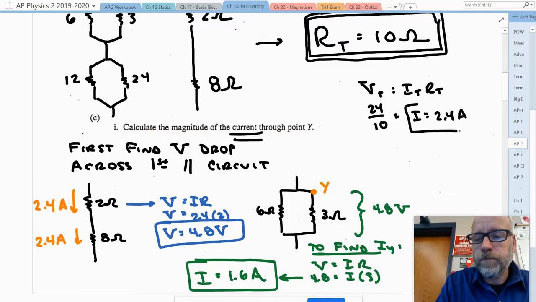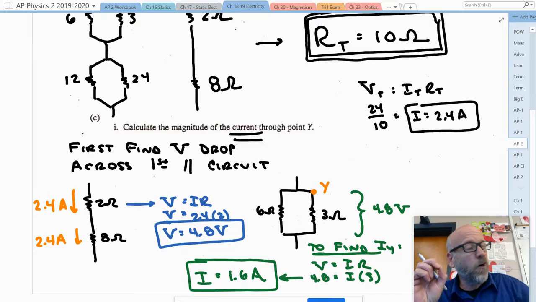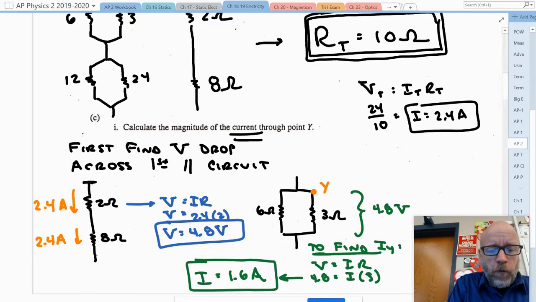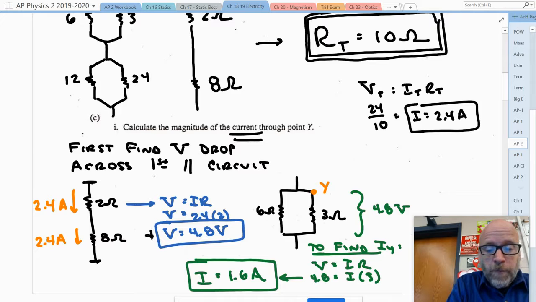Now that 2.4 amps is going to split. Some of it's going to go through the 6 ohm and some through the 3. Some of you already see the answer intuitively, but not all of us do. So a concrete way to go about it is that if you go to your waterfall where it's at 2 ohms and 8 ohms, all 2.4 amps has to go through the first set and then also through the second set. And since the first set of resistors have a resistance of 2 ohms, that's going to lead us to a voltage drop of 4.8 volts.